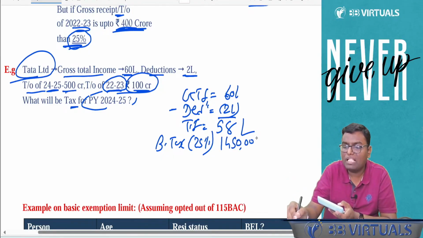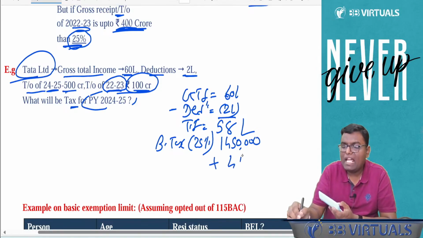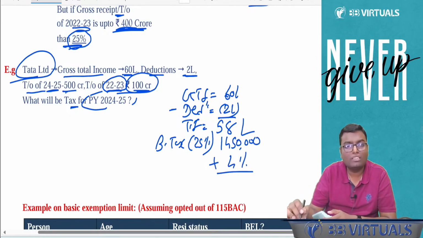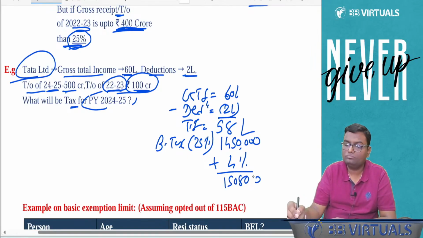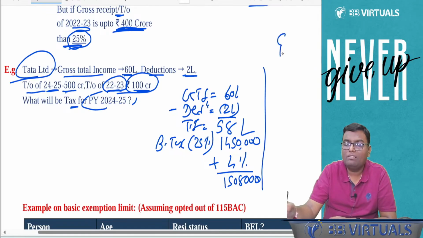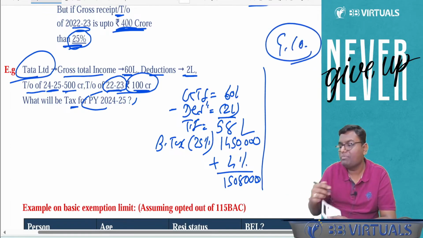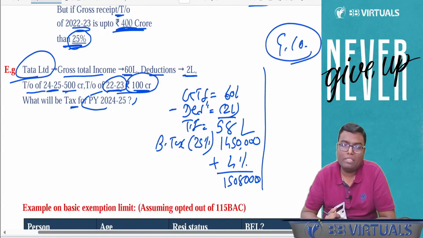14 lakh 50,000. Ultimately, I have to add 4% health and education cess. Total tax will be 15 lakh 8,000. Now tell me, what if this company was a foreign company? Then what will be the tax payable? If this is a foreign company.